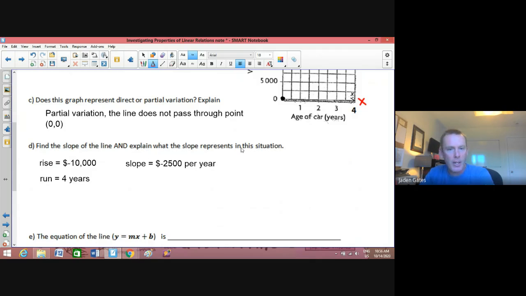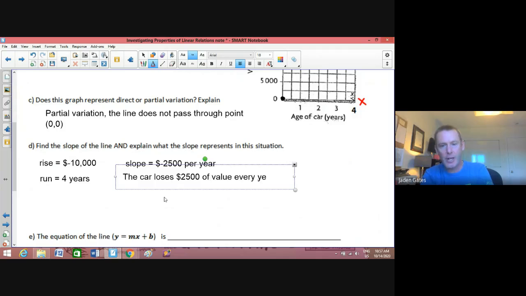All right, and explain what this slope represents in this situation. Now, our last example was pretty clear. Here, maybe not so much. Well, it says you're losing $2,500 per year. Well, that is, the car loses $2,500 of value every year.